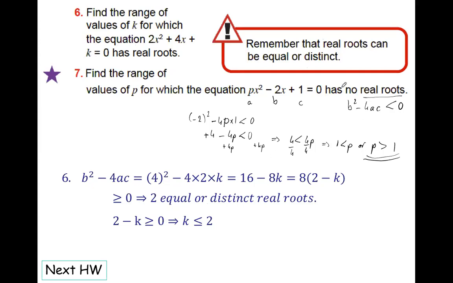Okay, so we've done the same thing for the second one, but this time it was p for a. And we noticed that when p is greater than 1, this equation here would have no real roots.